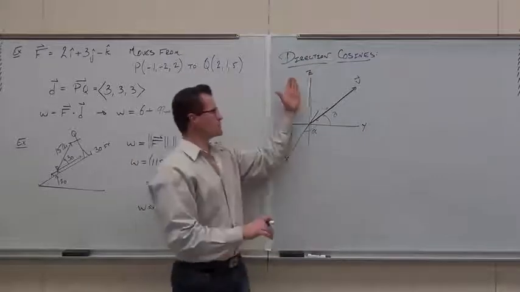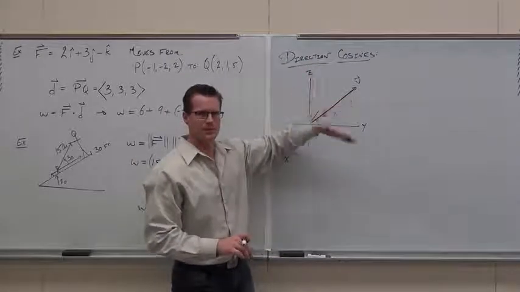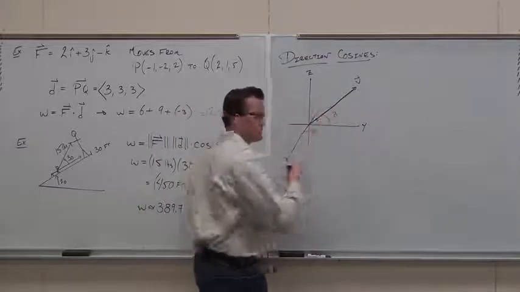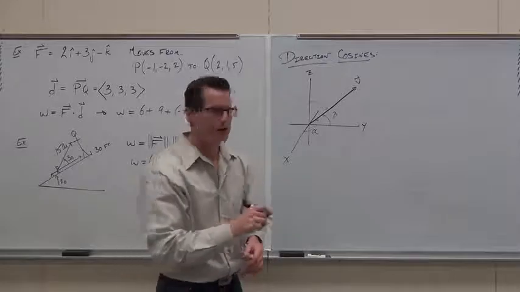The angle measurement from the z is dropping. It's not climbing, because that'd be from the negative. It's from the positive. What do we call that one? I think we call it gamma.